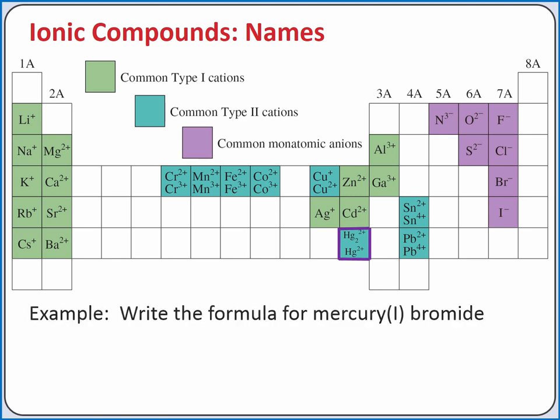So if we write the formula for mercury(I) bromide, we know mercury(I) is Hg2 2+, and bromide is Br-. So we need 2 bromide ions to offset the charge of mercury. Our formula becomes Hg2Br2. This may look like an exception to our rule that we want the lowest whole number ratio of ions, but we have to remember that the formula for mercury(I) is actually Hg2 2+.